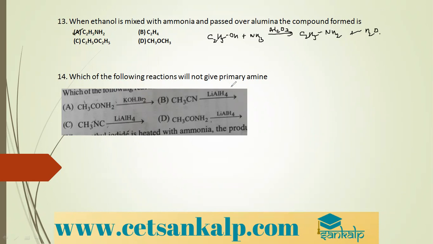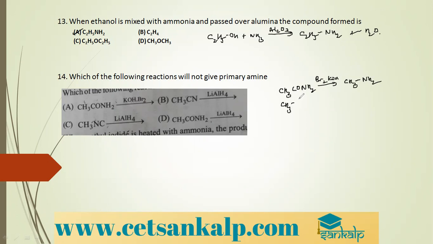Which of the following reactions will not give primary amine? This is an amide, CH3CONH2, with Br2/KOH. What do I get? I get CH3NH2, where the CO gets out. Hofmann's bromamide degradation, right? We'll get a primary amine with one carbon atom less.